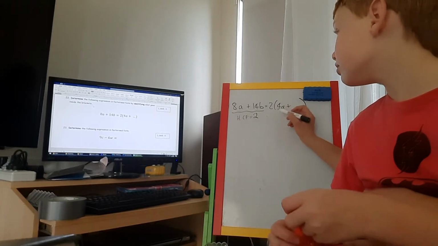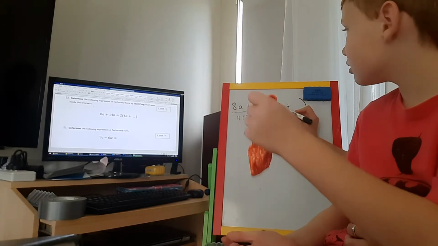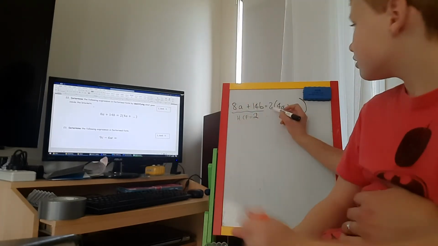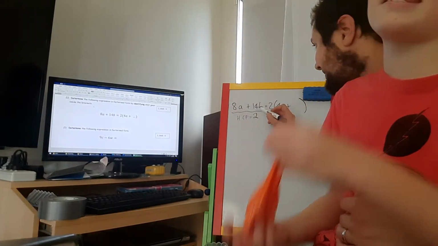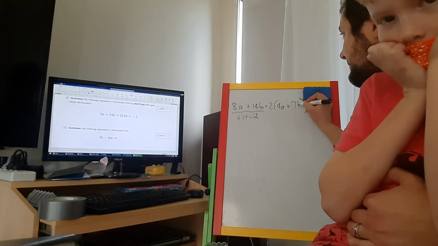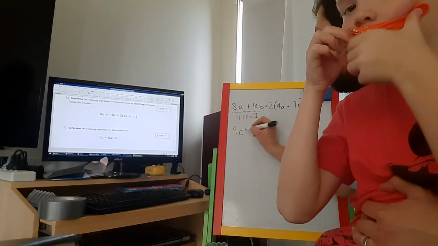And now we have to think, 2 times what gives us the 8a? And they've already told us that's 4a. And then we have to think 2 times what would give 14b? 7b. There we go. So that's it. It's finished. Now let's look at the next one.